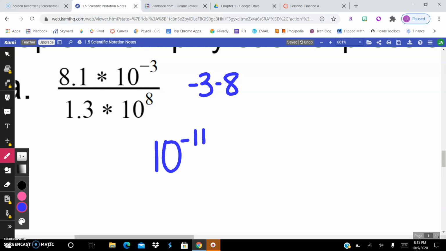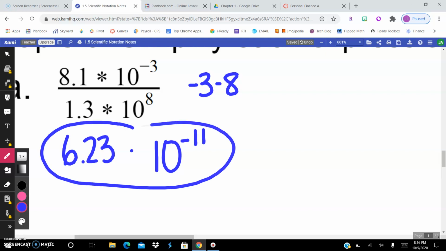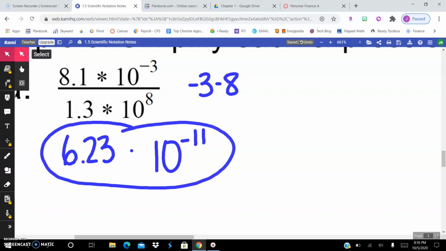And then we have to do the 8.1 divided by the 1.3. It's 6.23. And that is in perfect scientific form because that number is between 1 and 10, so we don't have to do any movement of the decimal. And then we add our multiplication symbol. So 8.1 times 10 to the negative 3rd divided by 1.3 times 10 to the 8th is 6.23 times 10 to the negative 11th.